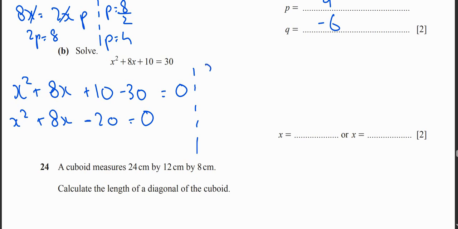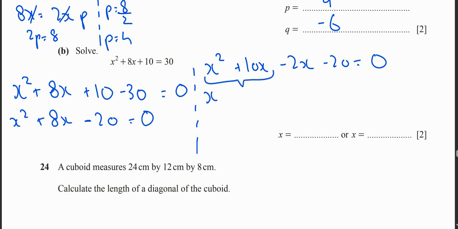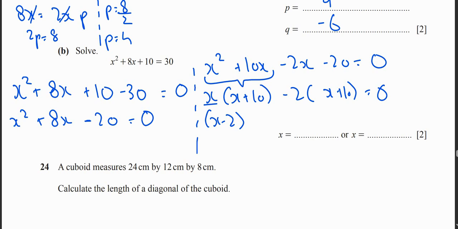So the two numbers give x square positive 10x negative 2x negative 20 is equal to 0. Take x as common in the first part, it becomes x plus 10. Take negative 2 common, it also becomes x plus 10. x minus 2 and x plus 10. x is equal to positive 2, x is equal to negative 10. So positive 2, negative 10.